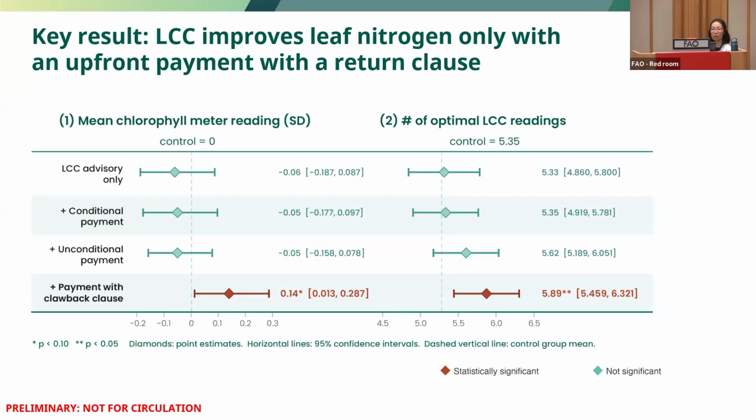So these 2 panels are looking at 2 outcomes: mean chlorophyll meter reading and number of optimal LCC readings out of 12 leaves per plot that we checked twice in the season. Both of these are essentially measuring whether the crops were in the right nitrogen range, right? But through different tools. One is the sensor instrument, chlorophyll meter reading, and on the right is the LCC itself. As you can see, many of the treatments didn't work, except the last one where we added this return clause saying, we reserve the right to ask you to pay us back if you didn't use the tool, and that increased compliance.